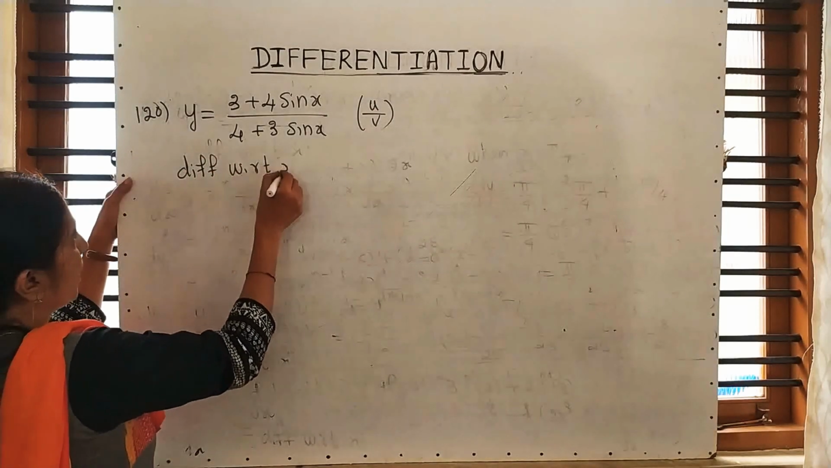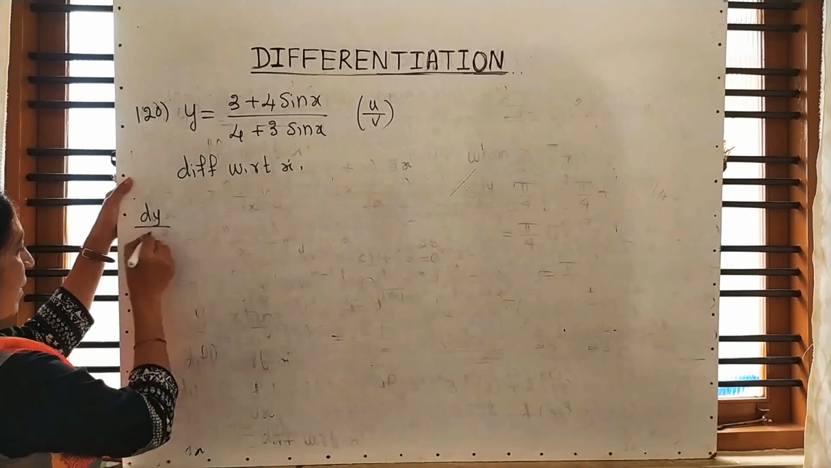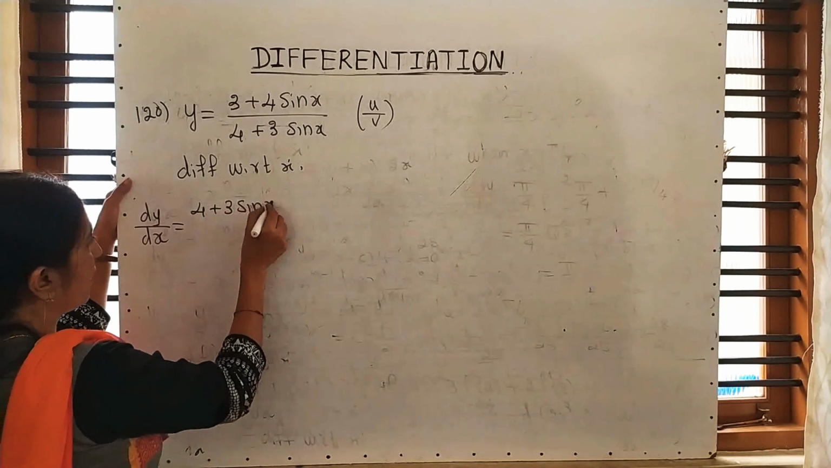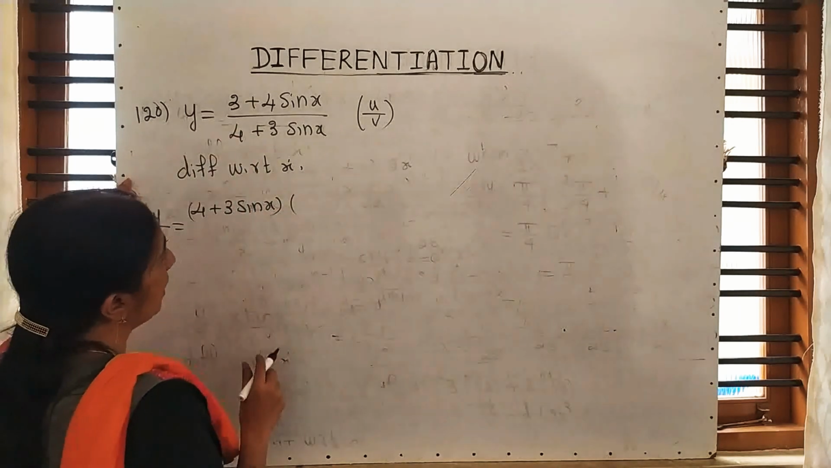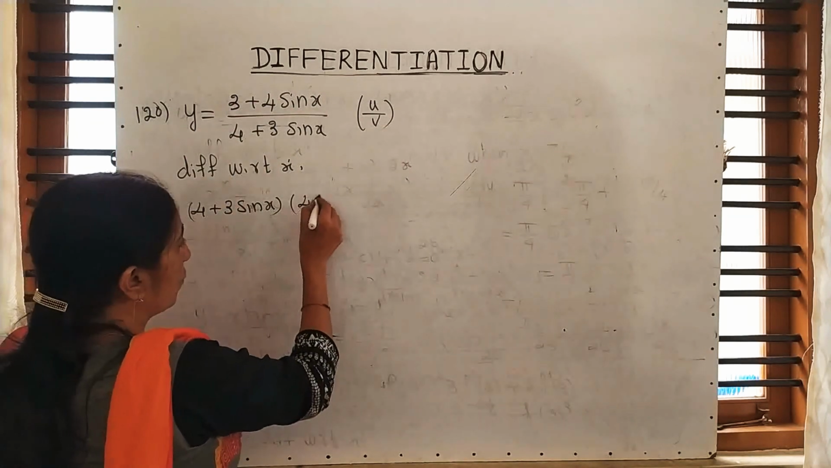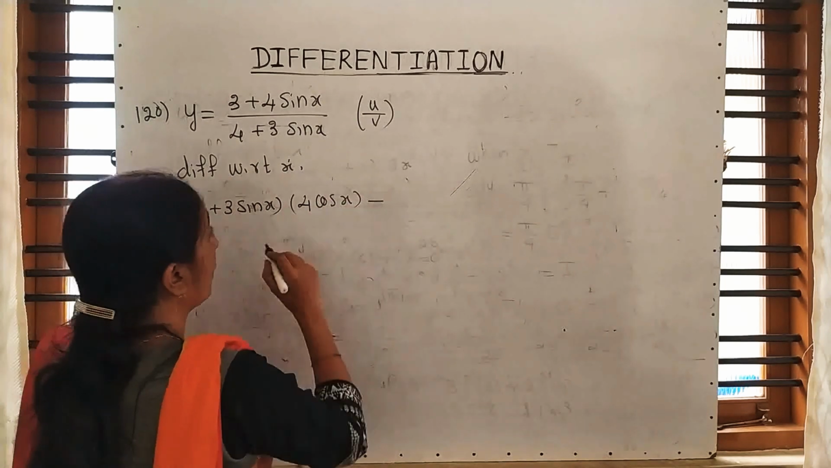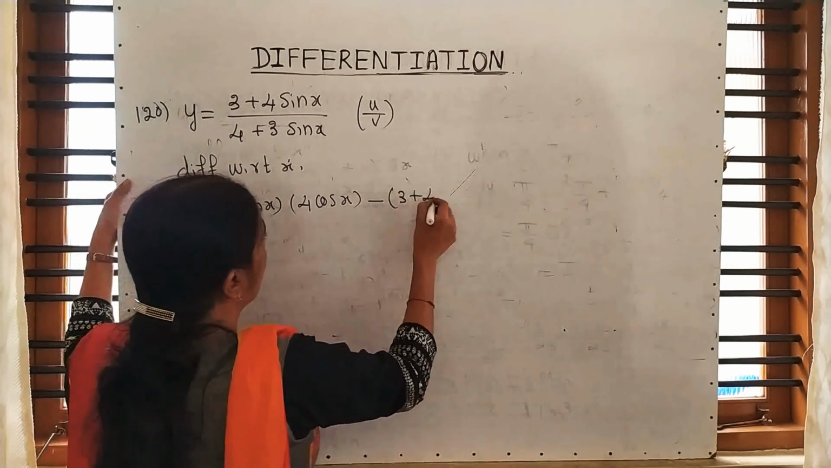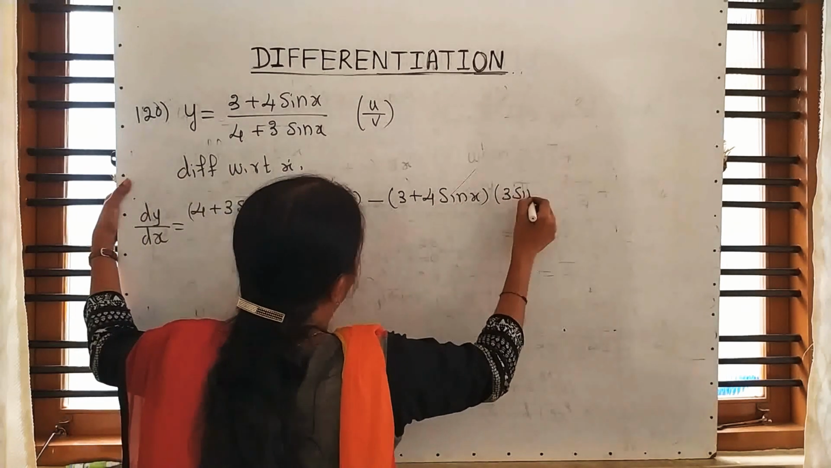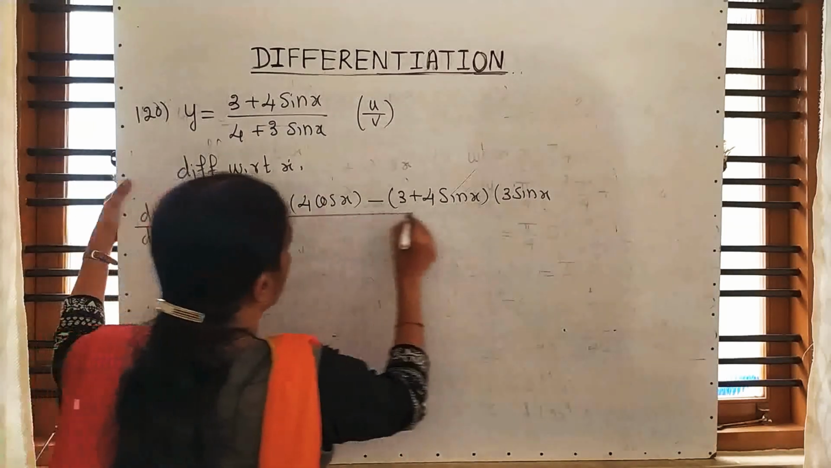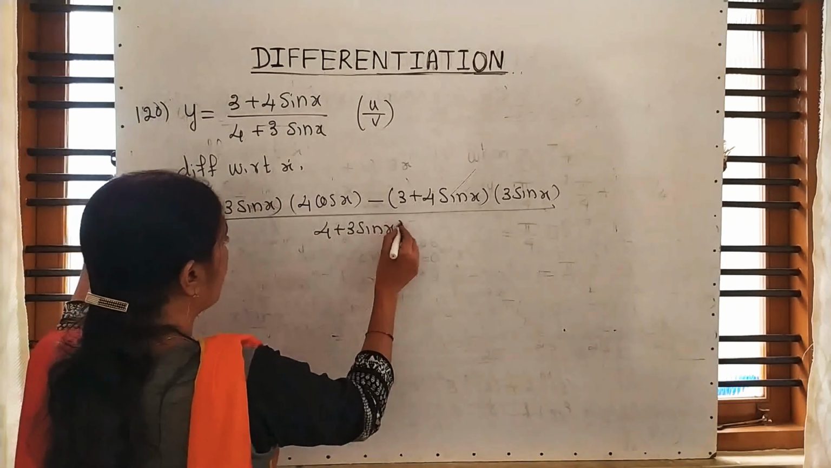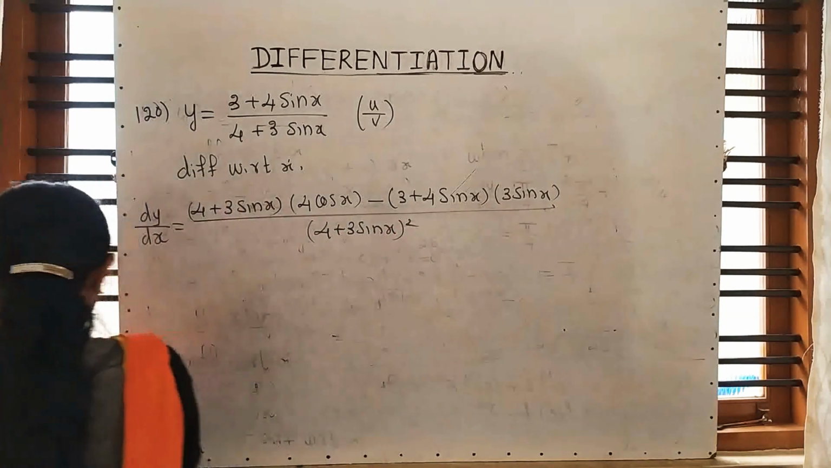Differentiating with respect to x, dy upon dx is equal to 4 plus 3 sin x. Shall I write the differentiation directly? Instead of writing differentiation of 3 plus 4 sin x, I will write 4 cos x. Directly I wrote the differentiation value. And it is 3 sin x. If you are thorough, directly you can write. Otherwise write the formula.